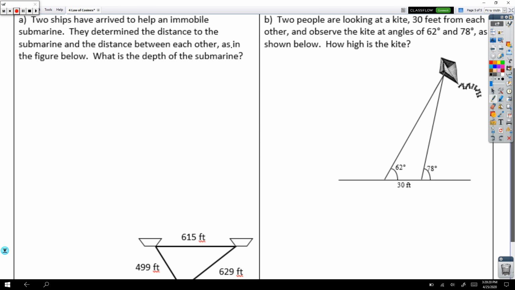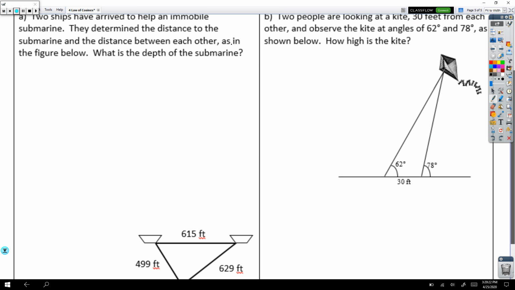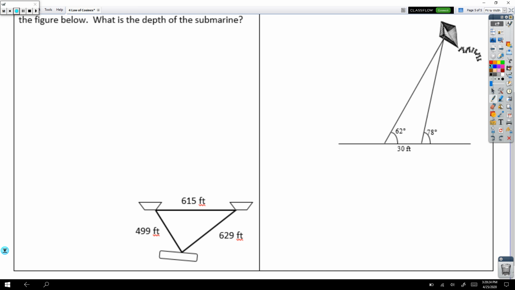So if we look at our first example here, if this would scroll down, here we go. It says, 2 ships have arrived to help an immobile submarine. If I look at my picture, it's already drawn for me. Here are my 2 ships. So this will be A, B, C. My two ships are A and C. B is my submarine. So it says they determine the distance to the submarine and the distance between each other, as in the figure below. What is the depth of the submarine? So we're trying to find this height of the triangle.